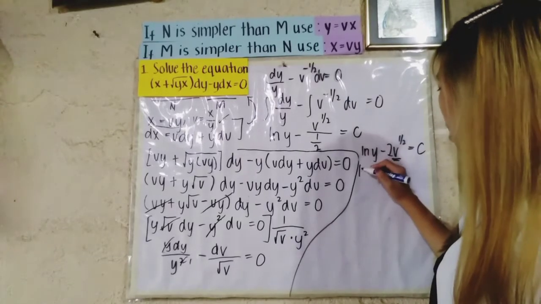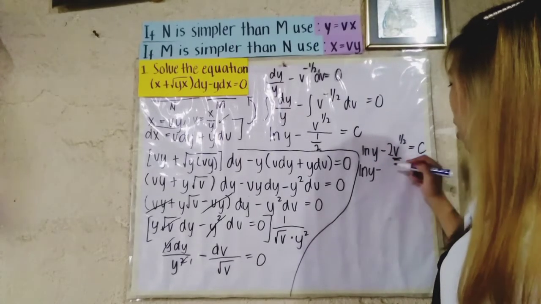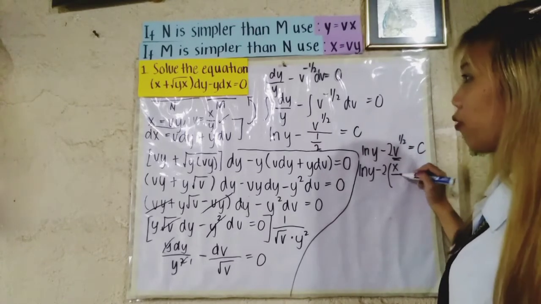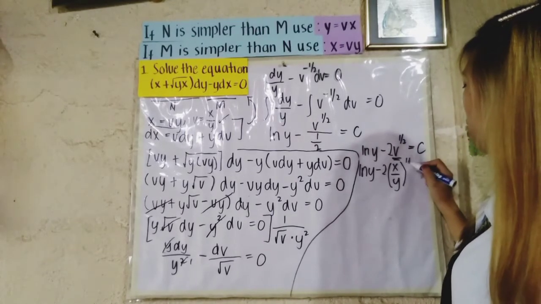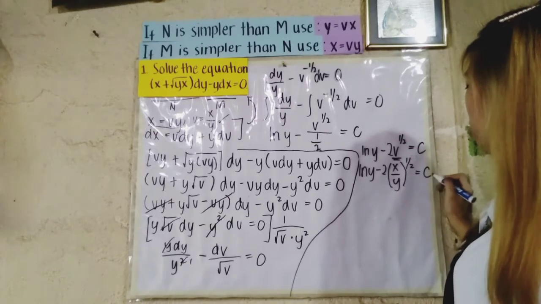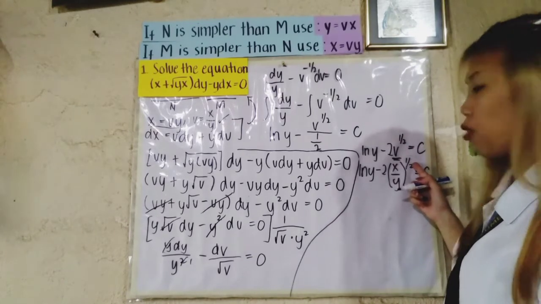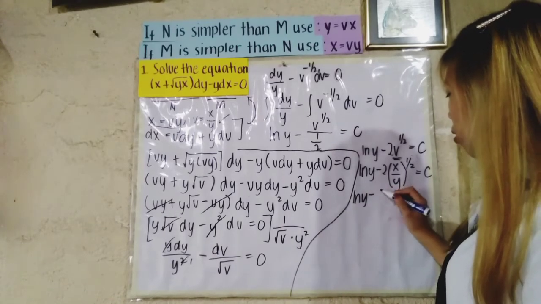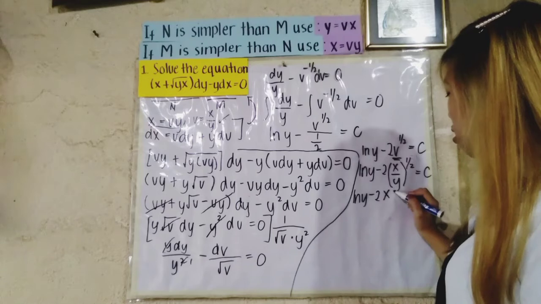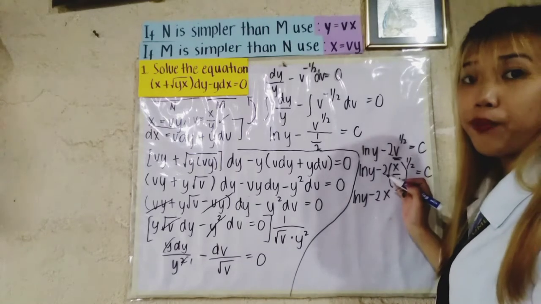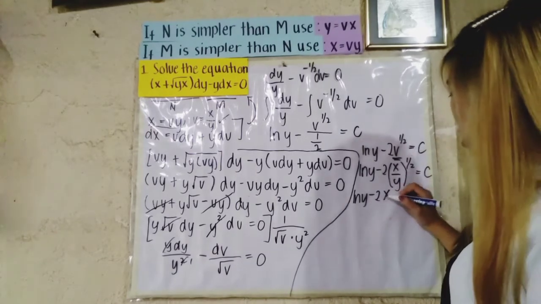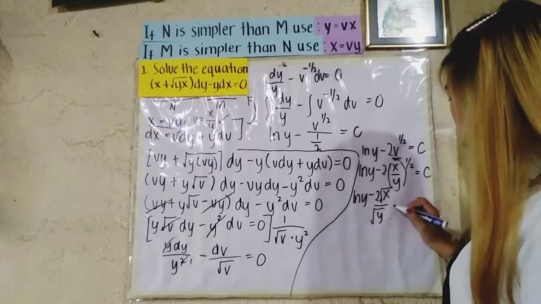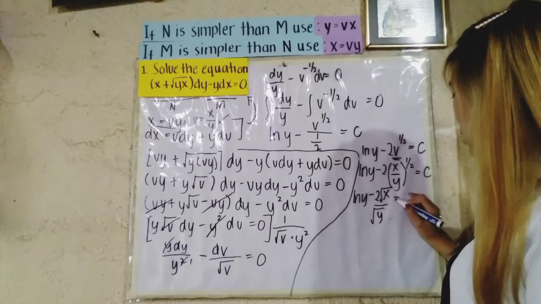So, we have here, copy ln of y minus 2. Ano yung value ng v? We have x over y raised to 1/2 equal to c. Pwede na natin distribute tong exponent na 1/2 dito sa x over y. So, we have here ln of y minus 2x. Pwede na natin siyang gawing square root over y square root. Square root of y, then equal to c.